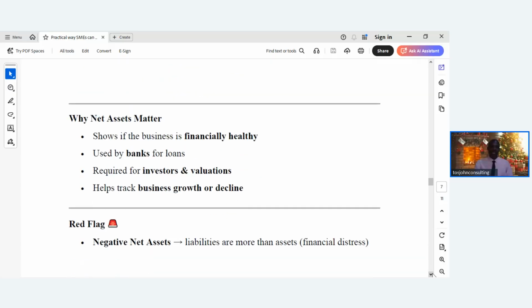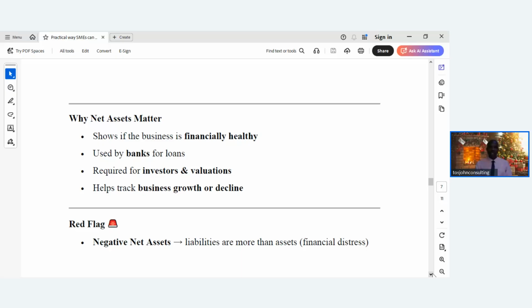So why does net asset matter? Why do we need to know it? Because it shows if the business is financially healthy. It's about money in your business. It's money that drives business. Yet there are some other non-financial factors, but money is very, very key. So it shows if the business is financially healthy.